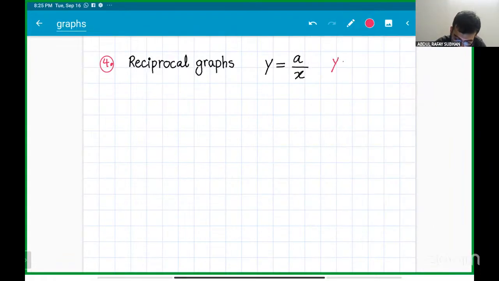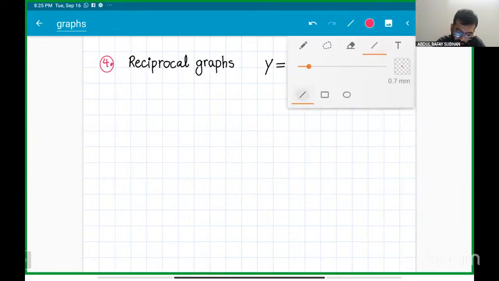A couple of examples will be y is equal to 5 divided by x plus 1. You can also have y is equal to 5x squared divided by 3x plus 2. That can also be called a reciprocal graph. So in different examples, if we have x in the denominator, then it will always be a reciprocal graph.